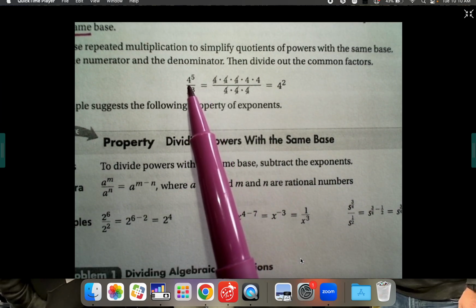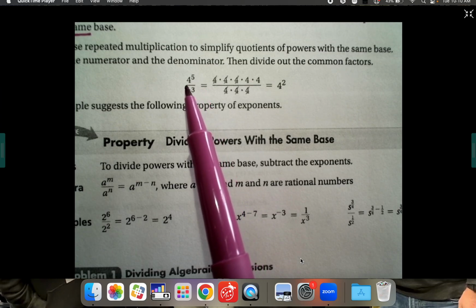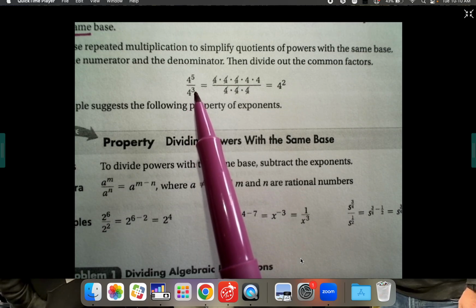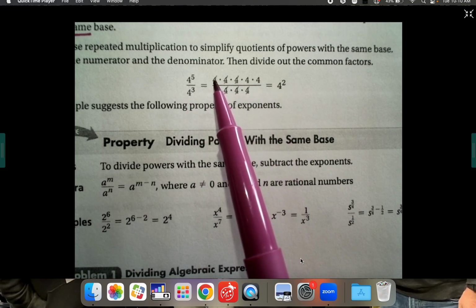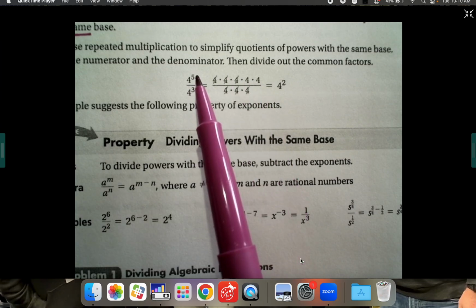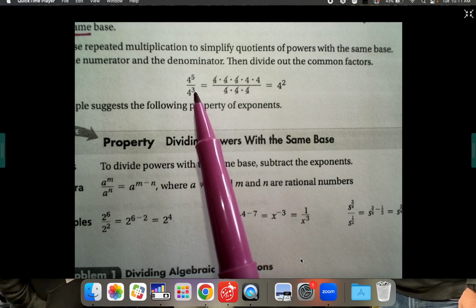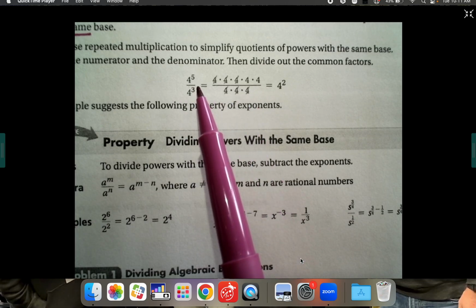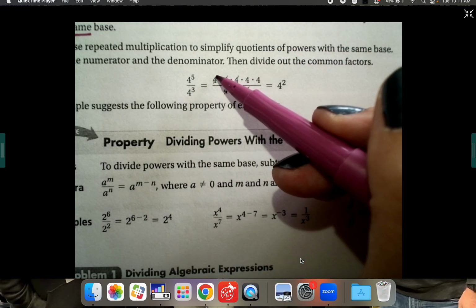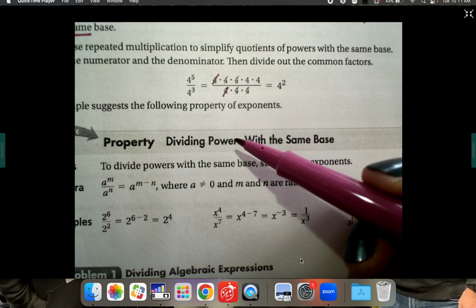We have 4 to the 5th power, remember a fraction is a division problem, divided by 4 to the 3rd power. So they expanded it into 4 times 4 times 4 times 4 times 4 because there are 5 of them. And on the bottom, on the denominator, they expanded it to 4 times 4 times 4 because there are 3 of them. So what we can do is if it's a 4 divided by 4, that's 1.